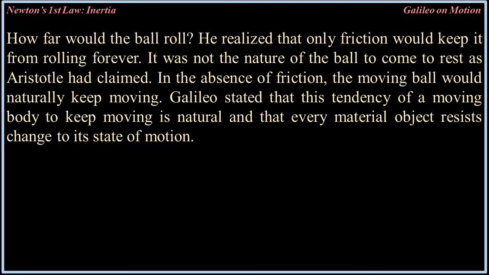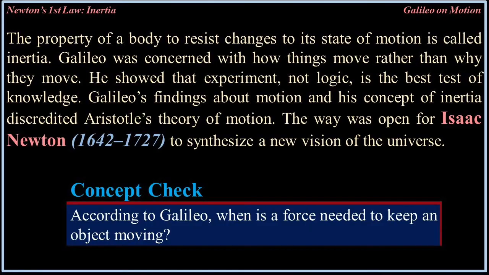It was not the nature of a ball to come to rest, as Aristotle had claimed. In the absence of friction, the ball would naturally keep moving. Galileo stated that this tendency of a moving body to keep moving is natural, and that every material object resists change to its state of motion. That last sentence is essentially the first law of motion, called inertia. The property of a body to resist changes to its motion is called inertia.